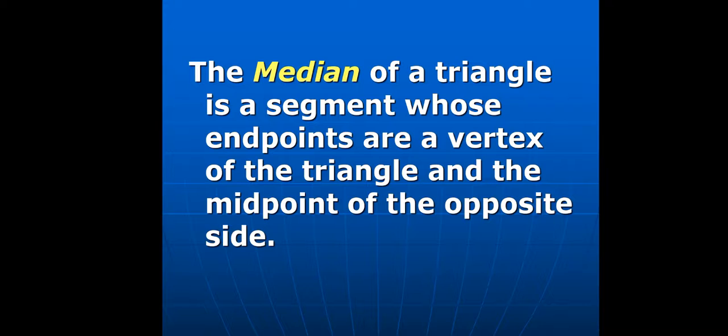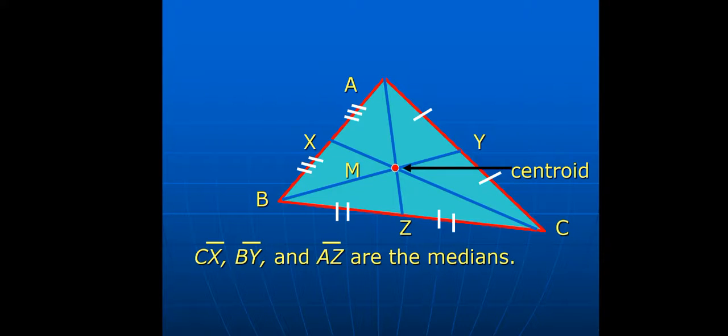The median is a segment whose endpoints are a vertex of the triangle and the midpoint of the opposite side. So, ang median, mag-start tayo sa vertex. We all know na vertex is the corner of the triangle. Mag-start tayo sa vertex at tapos sa opposite side niya which is midpoint, na dapat equal, so nakalahati siyang dalawa na equal siya. So yun yung median. For example, here in the figure, CX, BY, and AZ are the medians.